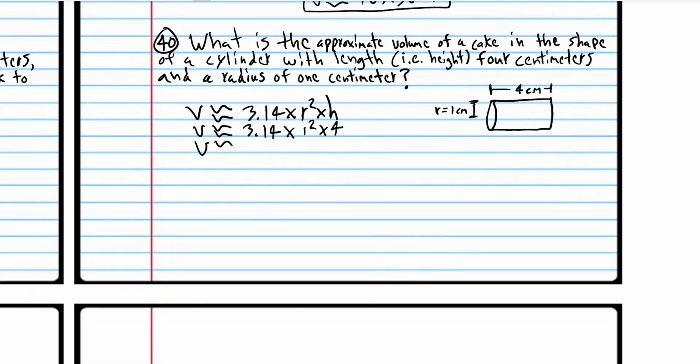So we do the exponents first. So you tell me, what is 1 to the second power? A lot of students will say 1 to the second power is 2. It's not 2. 1 times 1 is 1. Why did you multiply 1 2 times? Because there's a 2 there. So 1 to the second power is 1. So 3.14 times 1 is just 3.14. Any number times 1 is just the number. And then 3.14 times 4.